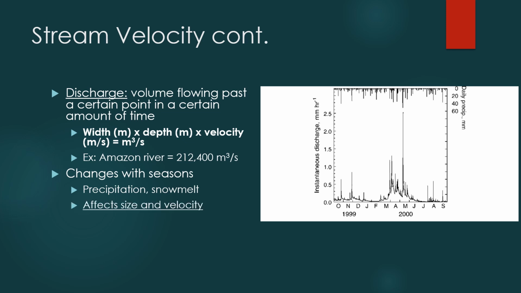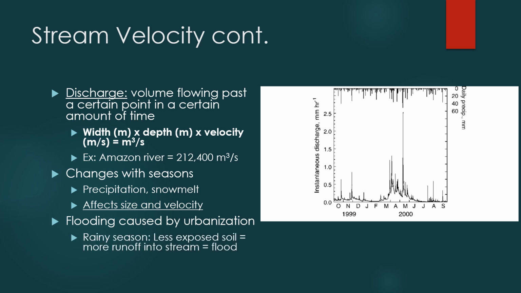The discharge affects the size and velocity, so rivers will grow, sometimes they'll even flood during times of high discharge, and then the water also gets faster just because there's more water moving. It has a little bit more momentum, it can move faster. Flooding can be caused by urbanization. Urbanization is people going into a place and building our nasty people stuff where there used to be just soil.